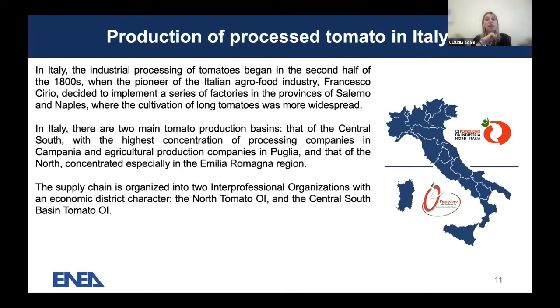And the second one is in the north part of the country, particularly in the Emilia-Romagna region. The whole supply chain is organized in two main interprofessional organizations that represent economic districts. The first one is the North Tomato Interprofessional Organization, and the second one is the Central South Basin Tomato Interprofessional Organization. So they practically reflect the distribution of the tomato supply chain geographically.